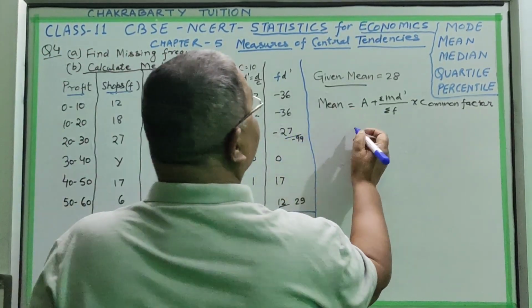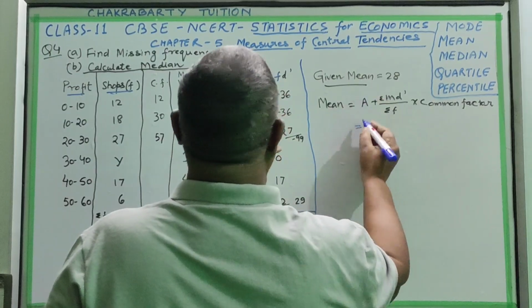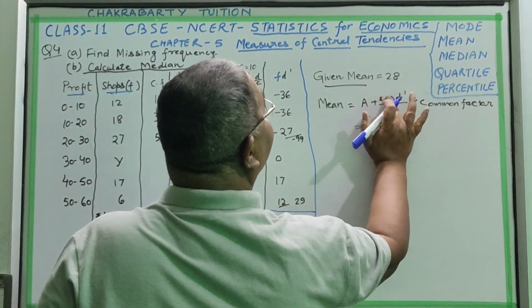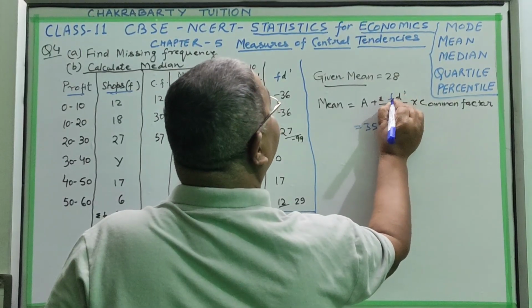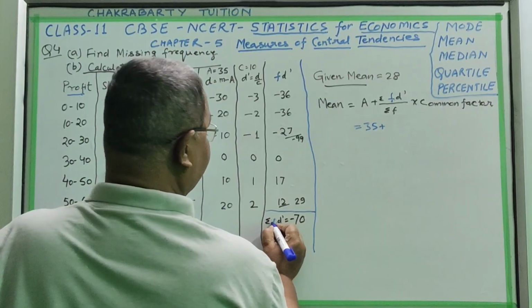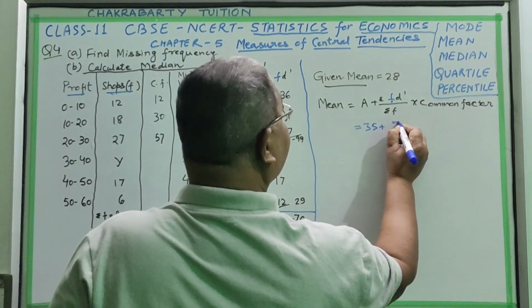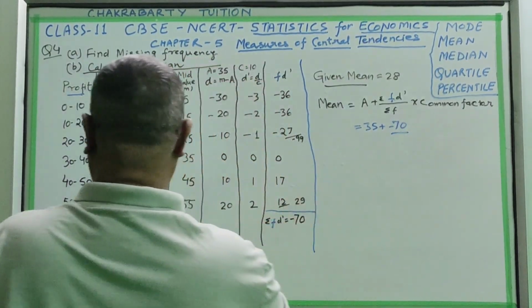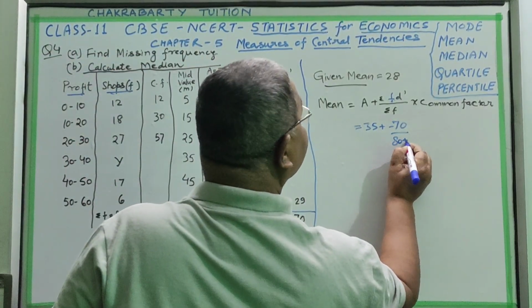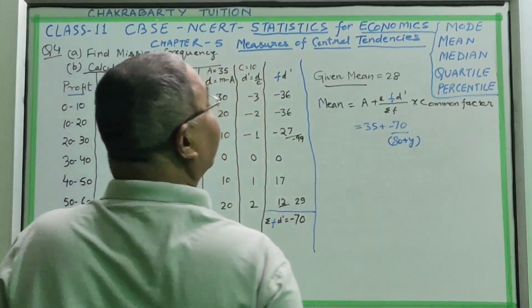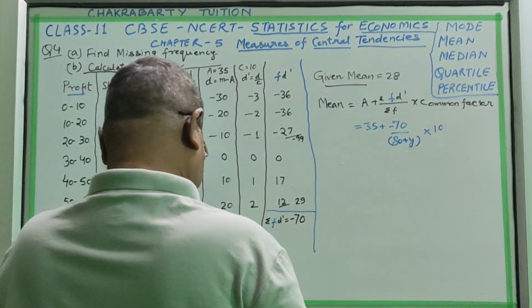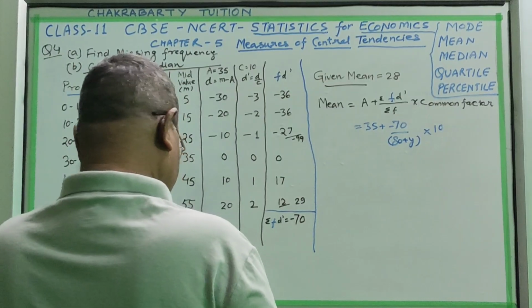Okay, now the mean formula is the assumed mean. This is the mean formula: assumed mean, which is your 35, plus sigma FD dash upon sigma F. Sigma FD dash is minus 70, upon sigma F. Sigma F is 80 plus y. You make a bracket to it, into C, the common factor, which is your 10. Okay.